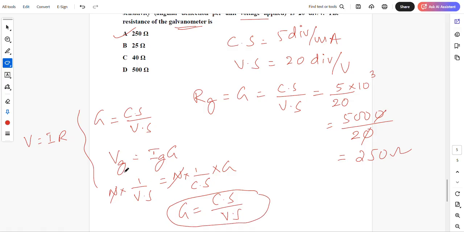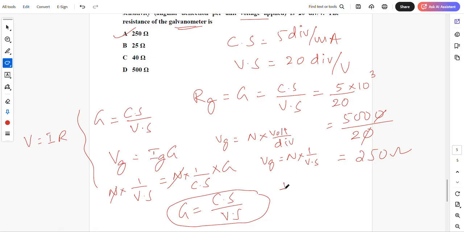Vg is nothing but galvanometer voltage, full scale deflection voltage, and that is given by total number of divisions into voltage per division. Voltage per division is given by the reciprocal of voltage sensitivity. What is voltage sensitivity? Voltage sensitivity is deflection per unit voltage.